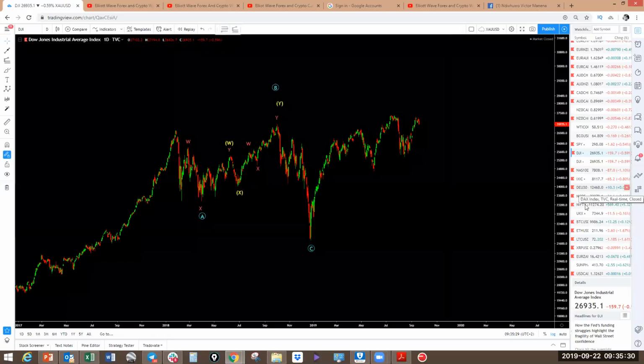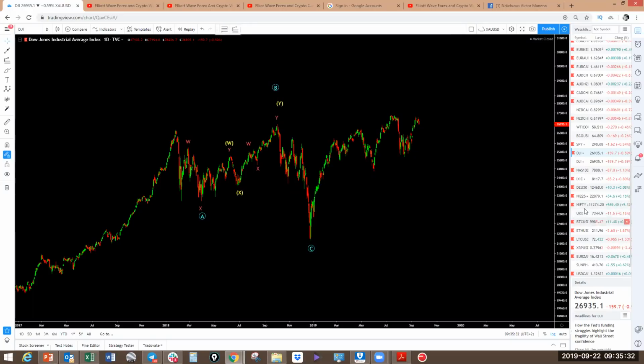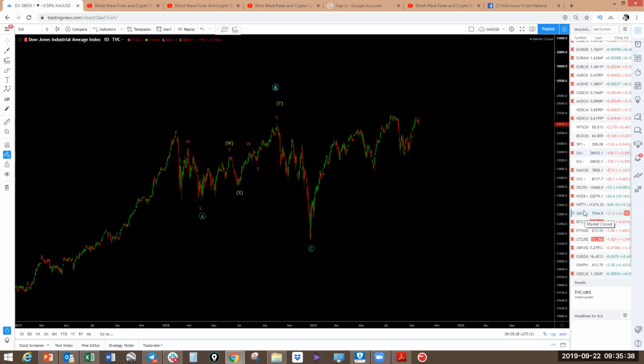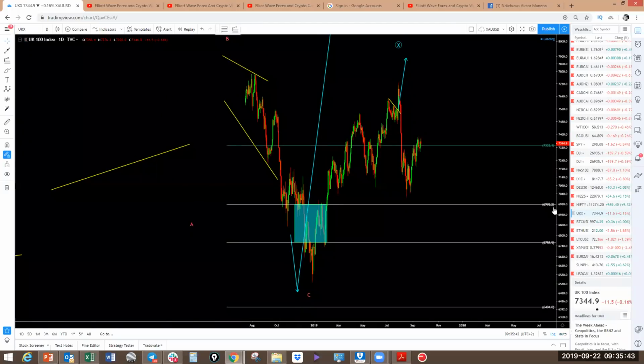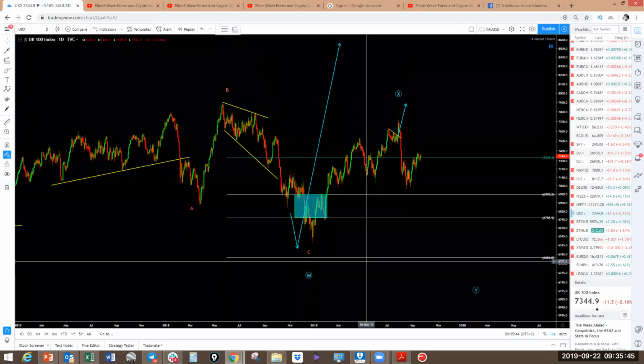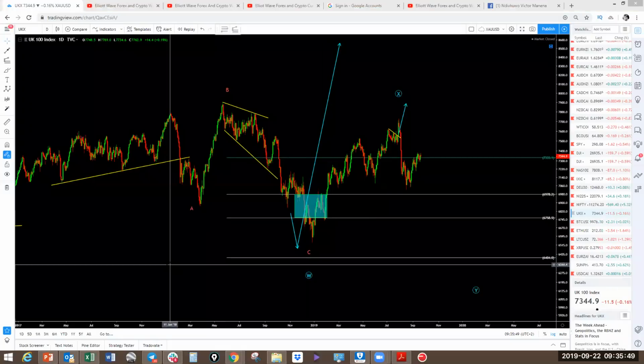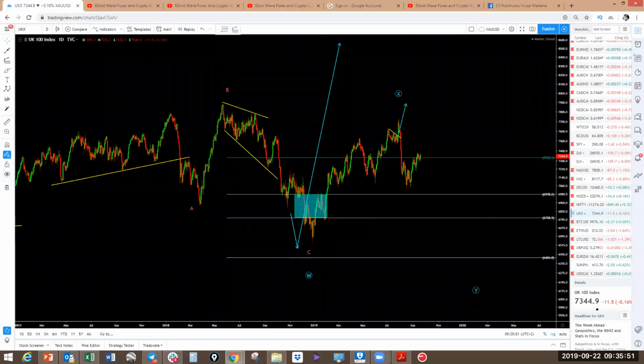Now the UK 100. Let's look at the UK 100. Now the UK 100, after making now this one is not a wave 5. This one is not a 5-wave structure. So let's switch this off here.